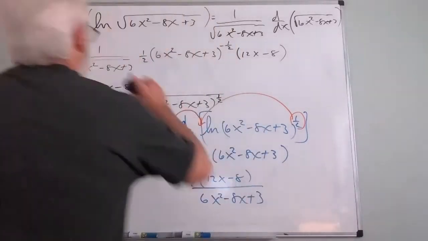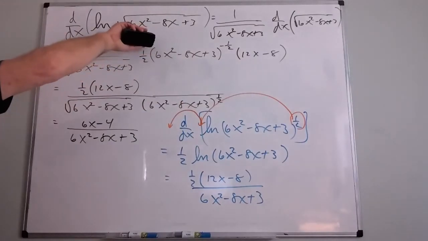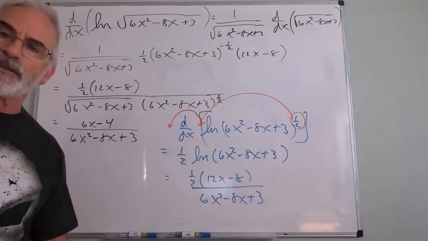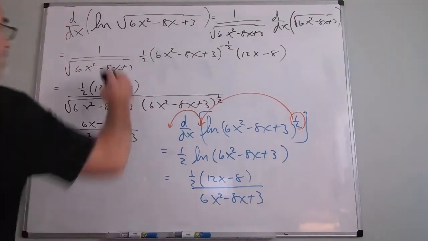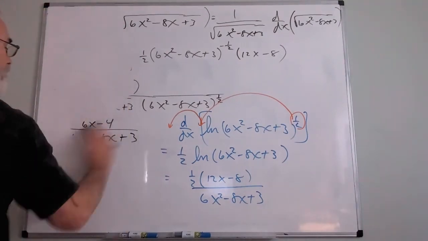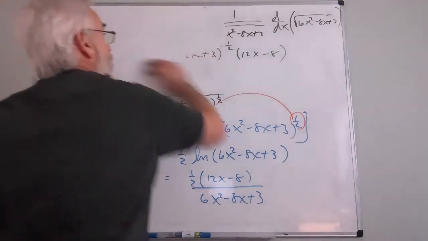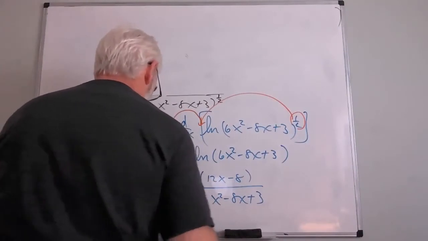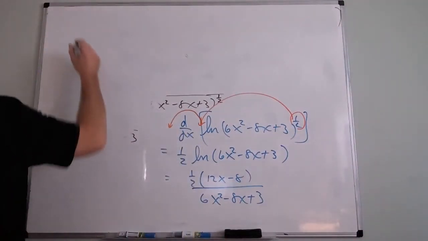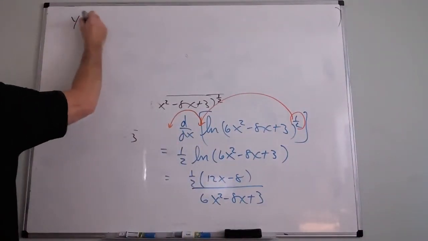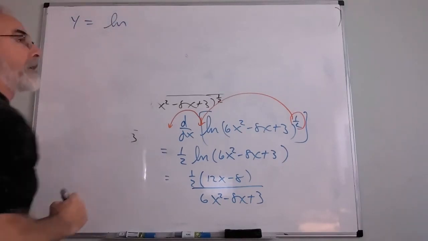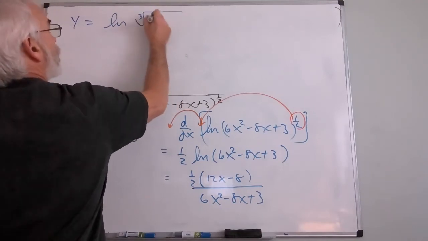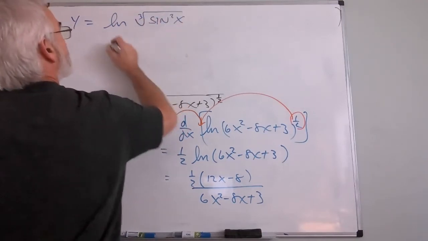So let's keep going. The tricky thing here is when you have a root, you don't always see that there's an exponent involved, but there actually is. And we don't want to miss that. Let's try another. What if, let's do something just, I don't know, downright creepy. Let's say y is the natural log of the cube root of the sine squared x.